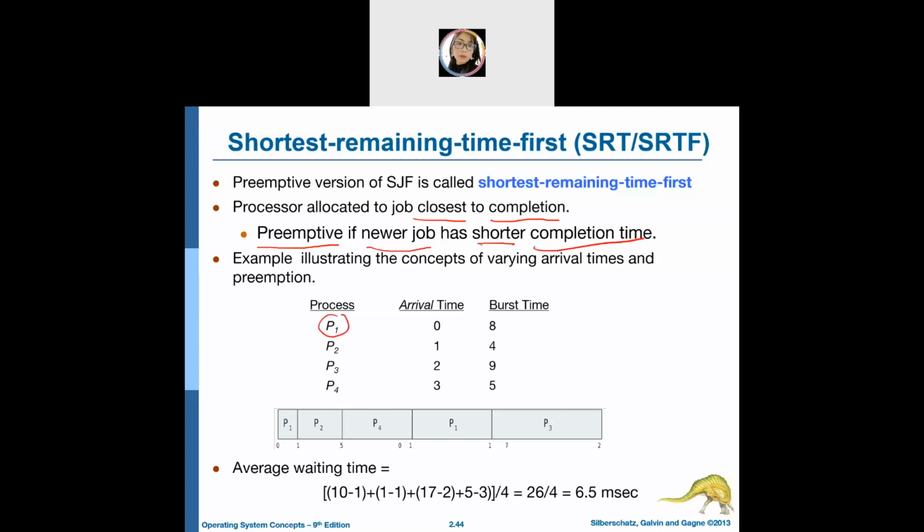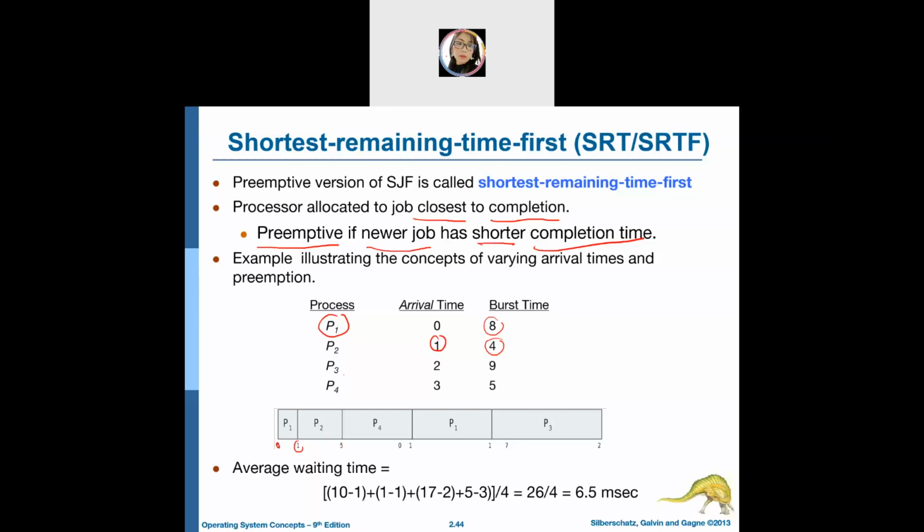First, the process that arrives first is P1 at second 0, so you're going to have a burst time of 8. You start your P1 here. After that, at time 1, you're going to have P2. P1 is not yet finished because it has a burst time of 8. P2 has a burst time of 4, so it tries to finish until 5.